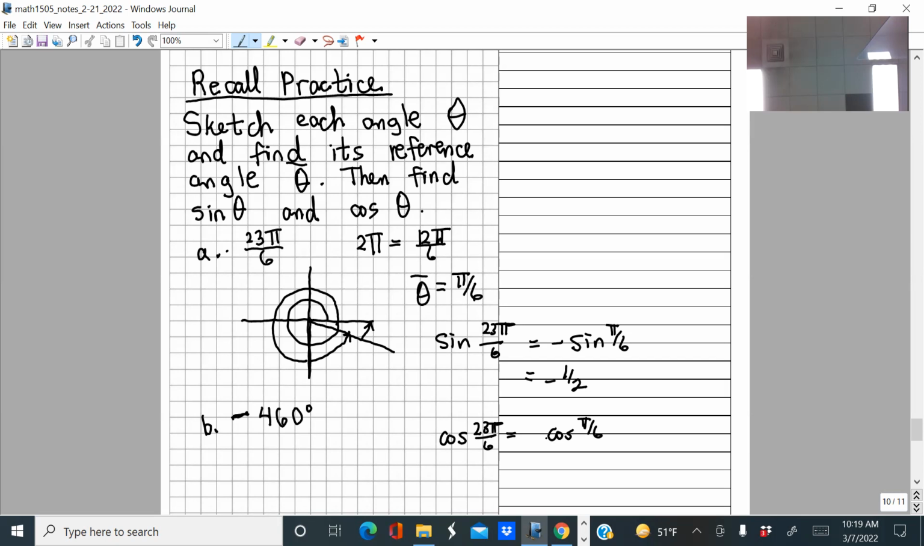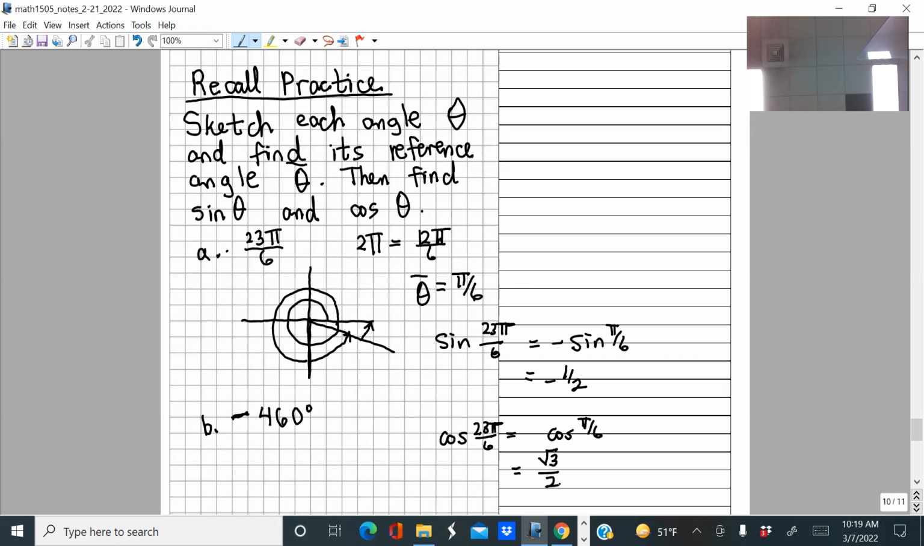And again, we have to adjust the sign in front. But in the fourth quadrant, cosine is positive because the x-axis is positive, right? In the fourth quadrant. So we don't have to change the sign here. We just get cosine of pi over 6. And what is the cosine of pi over 6? Yeah, that's the square root of 3 over 2.